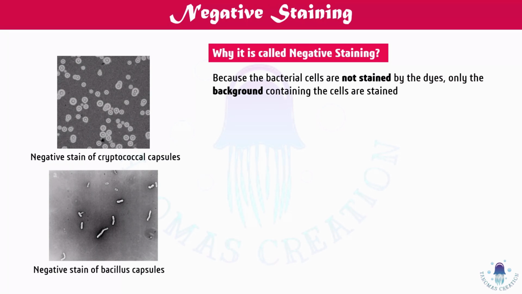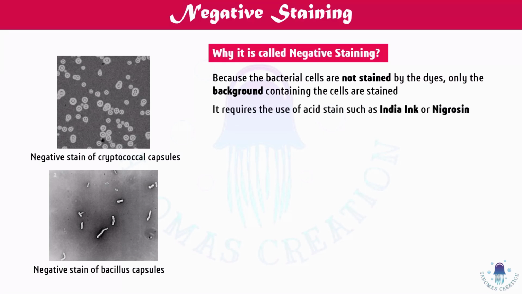In the picture below, we can see the bacillus capsules, which show the same translucent appearance against the dark background. Because of this non-staining of the bacteria or the capsule, it is called negative staining.